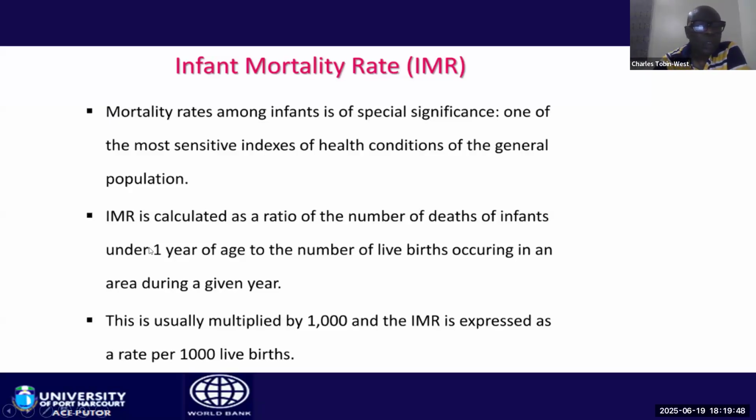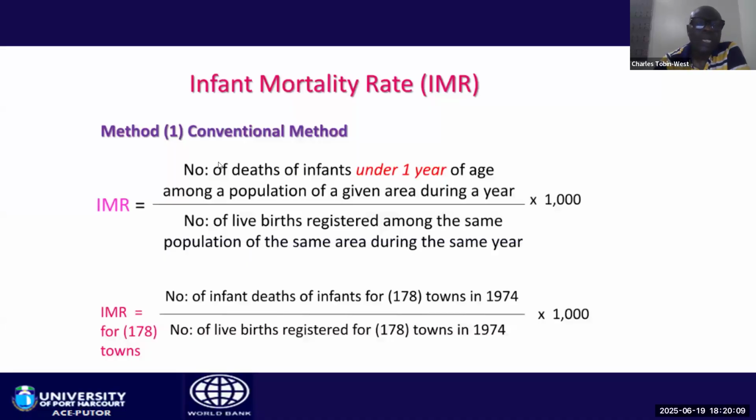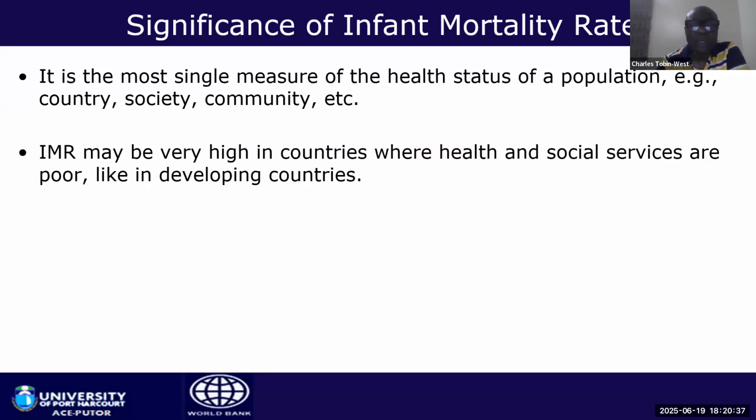Okay? So infant mortality rate is calculated as the ratio of the number of deaths of infants under 1 year of age to the number of live births occurring in that given year. Okay, that's infant mortality. These are the methods you calculate infant mortality rate: the number of deaths of children under 1 year among the population of that particular area over the live births, okay? Infant mortality rate.